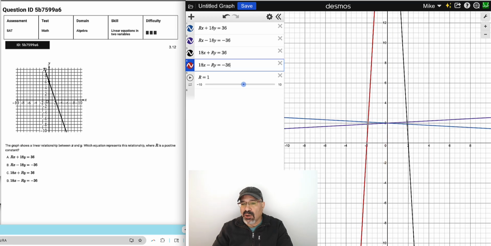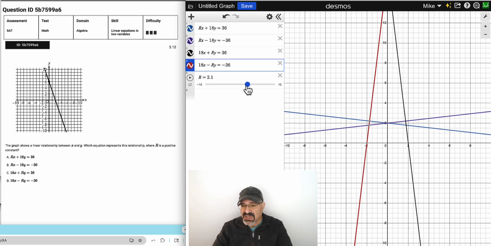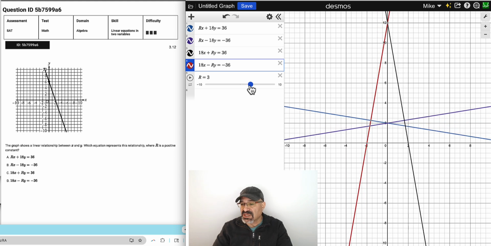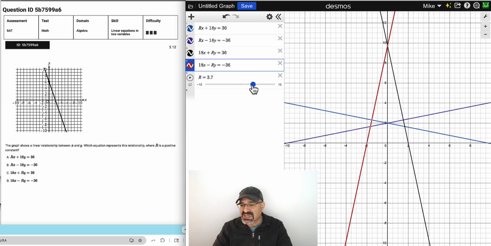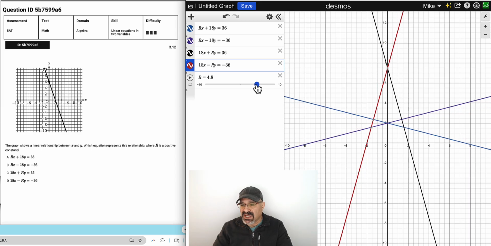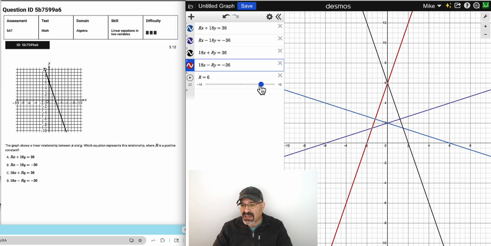All right, so now we can just start playing around with R. It says R must be a positive constant, so it is here, but as we adjust R and make it more positive, increase its value, you can see that one of the answer choices, the line that is colored black, which is the third one, is now perfectly matching the graph here in the question.